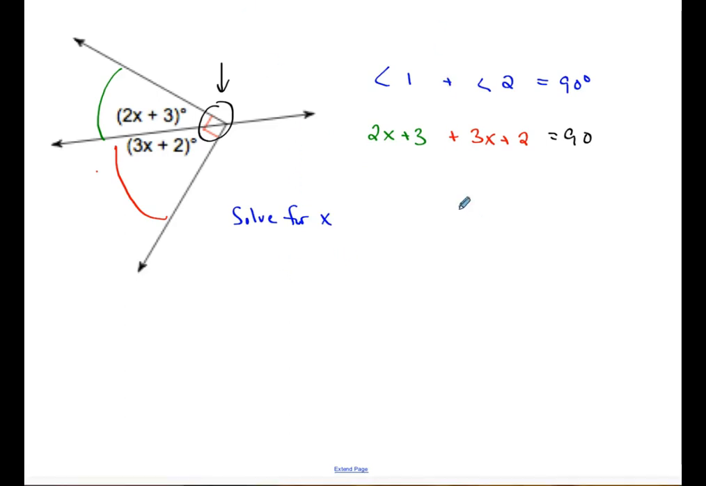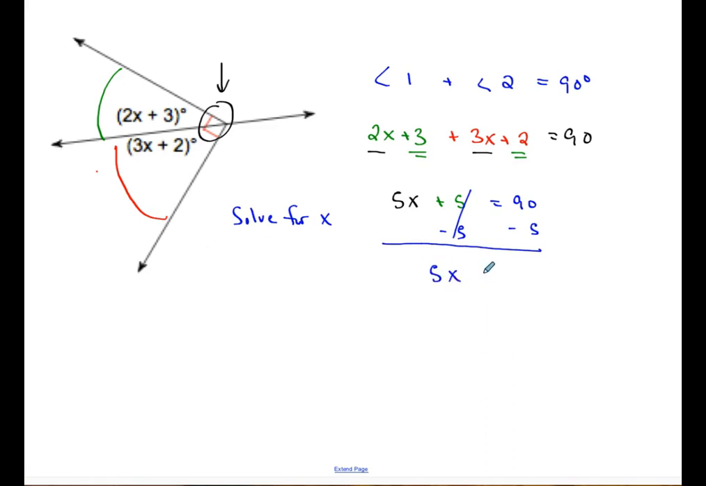So we're going to start by solving for x first. So let's combine our like terms. We have 2x and 3x, which is 5x. We have a positive 3 and a positive 2, which is a positive 5. And again, all this equal to 90. So we have a two-step equation. Let's subtract 5 from both sides.